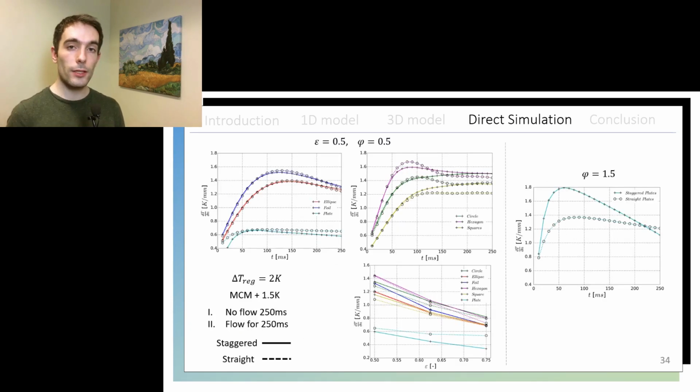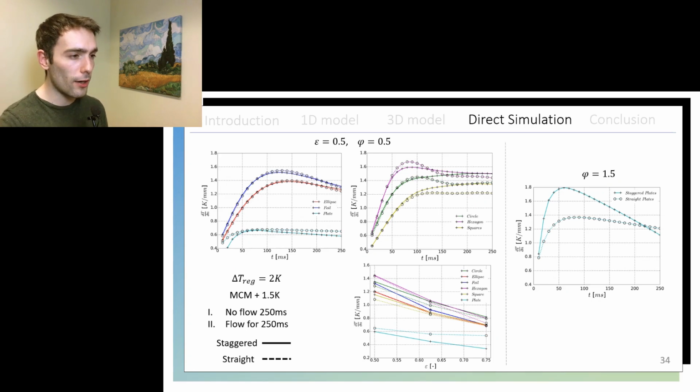So I wanted to evaluate as well the heat transfer between the solid and fluid phases of those geometries, and for that I ran simulations that start with a temperature gradient of 2 kelvins in those regenerators and an additional 1.5 kelvins for the solid phase, and with that I tried to mimic the magnetocaloric effect. So these simulations had two stages. In the first stage they ran for 250 milliseconds with no fluid flow, and in the second one the heat transfer fluid was flowing for another 250 milliseconds.